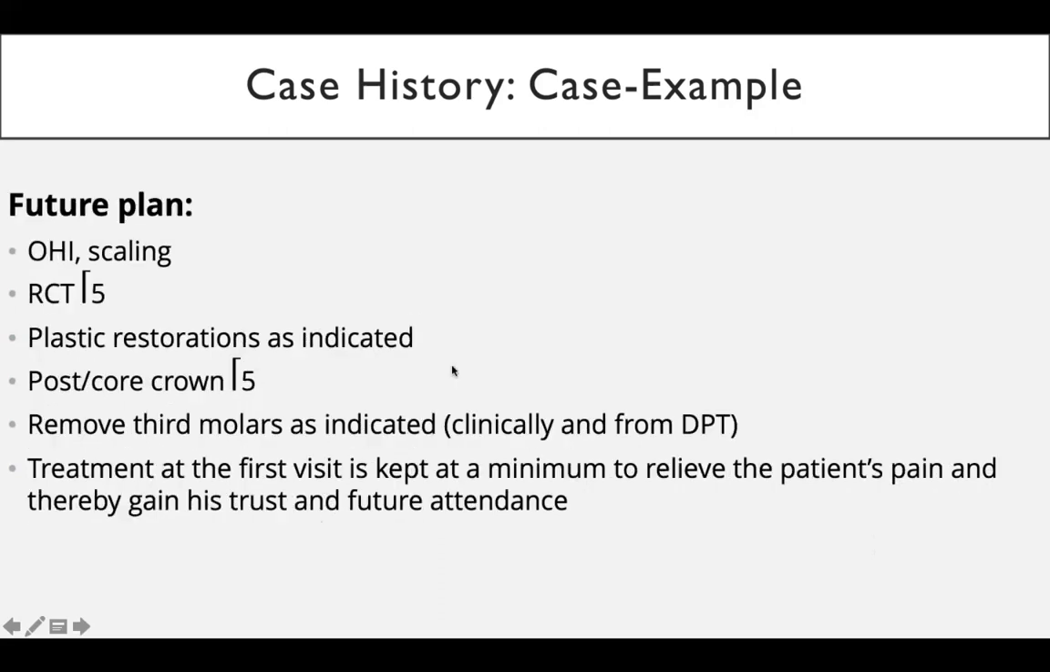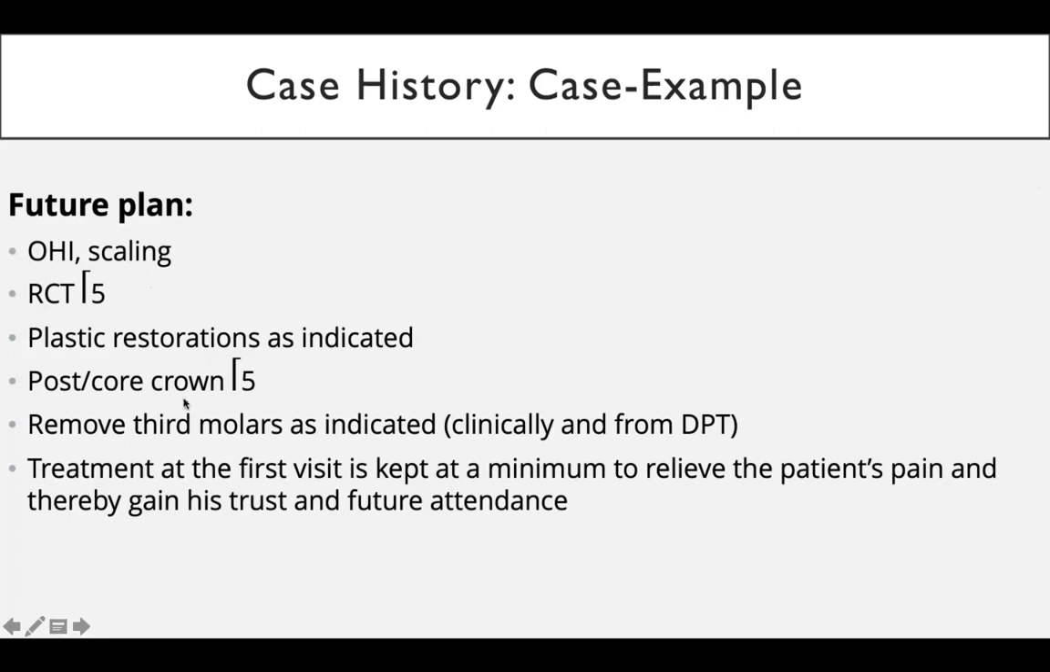So this is the treatment plan, and then a future plan, of course: OHI, oral hygiene instructions, an appointment and scaling, because maybe we have seen some plaque or calculus deposition. RCT for 5. Why RCT? I think it's non-vital, but not in such bad condition that we need to take it out. So RCT, root canal treatment or endodontic treatment, we'll see later in the next slide. And plastic restoration as indicated.